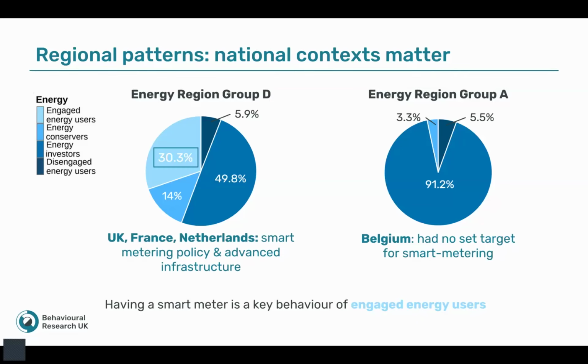In comparison, Belgium actually has most of its regions in region group A, with 0% of these engaged energy users. You can see they have only 3 slices there, with 0% of engaged energy users. This is quite interesting because despite its EU membership, they still had very little uptake of smart meters at that time. If you look at the policy documents, there was actually a lack of implementation targets in Belgium for smart metering.